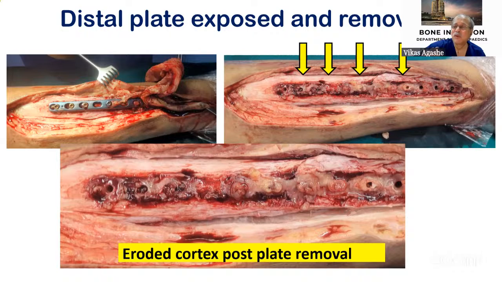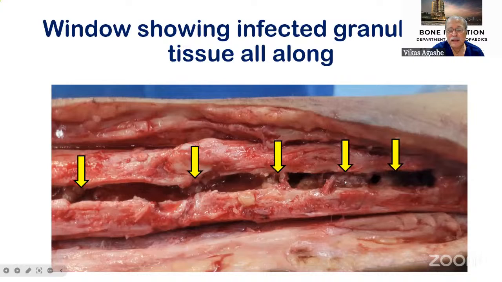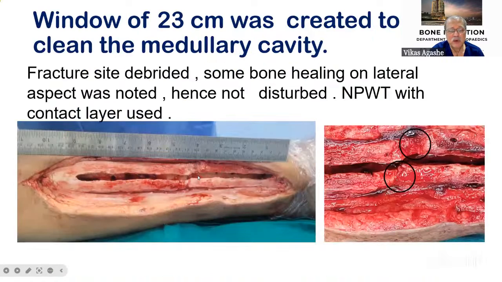The moment you just seal the upper skin by suturing, taking 2 stitches, the contamination remains inside. Here you can see we could just use a mosquito and open the cortex. And that's the medullary canal, which is absolutely covered with dirty granulation tissue. And we had to make a 23 centimeter window.